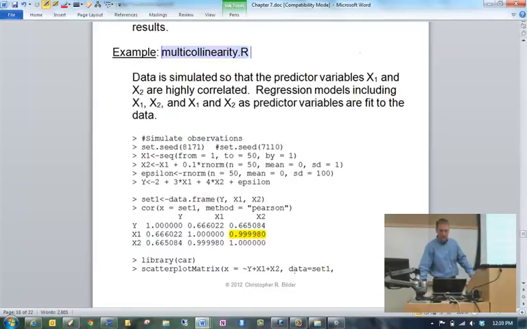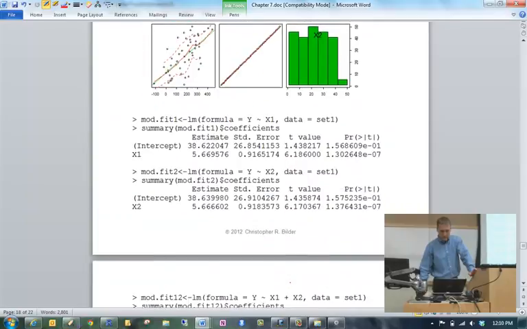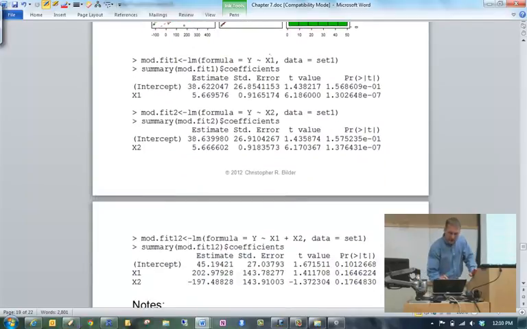Let's actually estimate the models. Go over here to my notes. So first of all, I'm going to estimate the model with only x1 in it. Here's my B1, 5.66. Here's my t-test for x1. Is x1 important? Yes or no? Yes, it is. Small p-value.